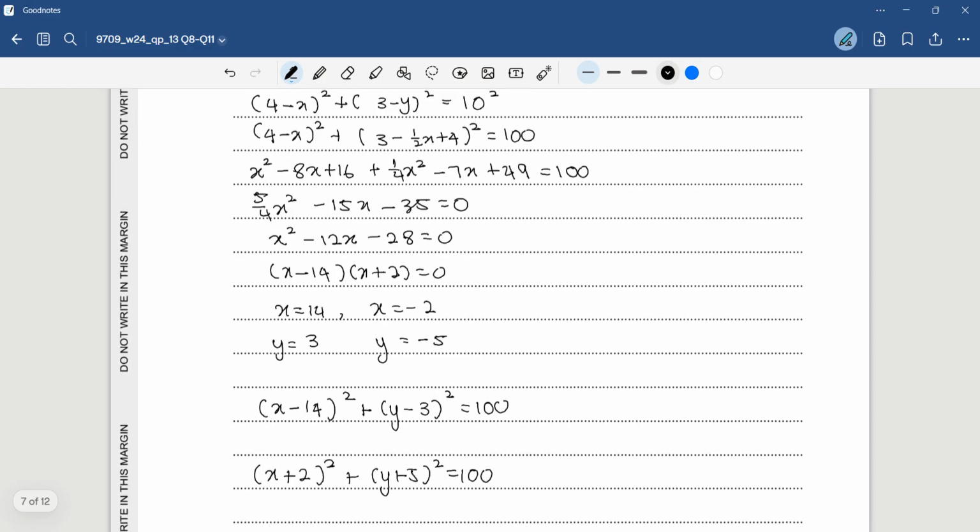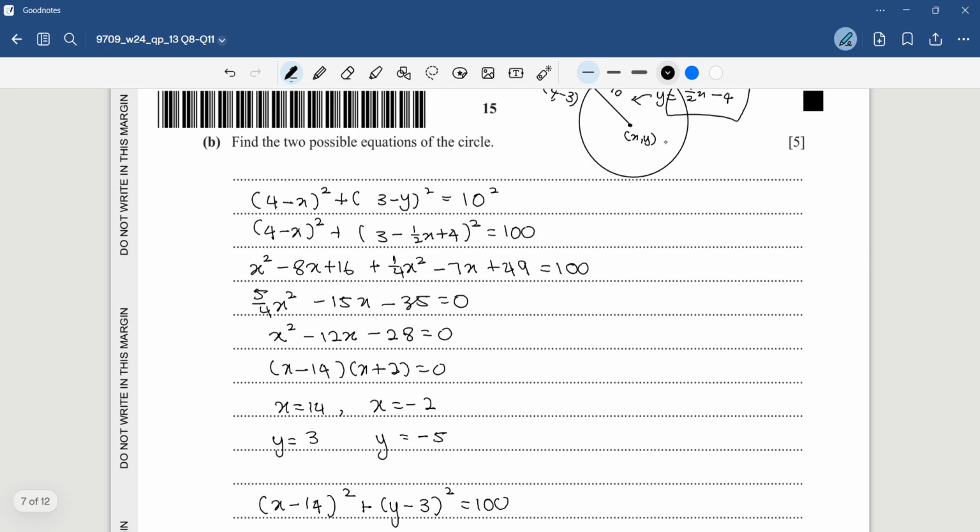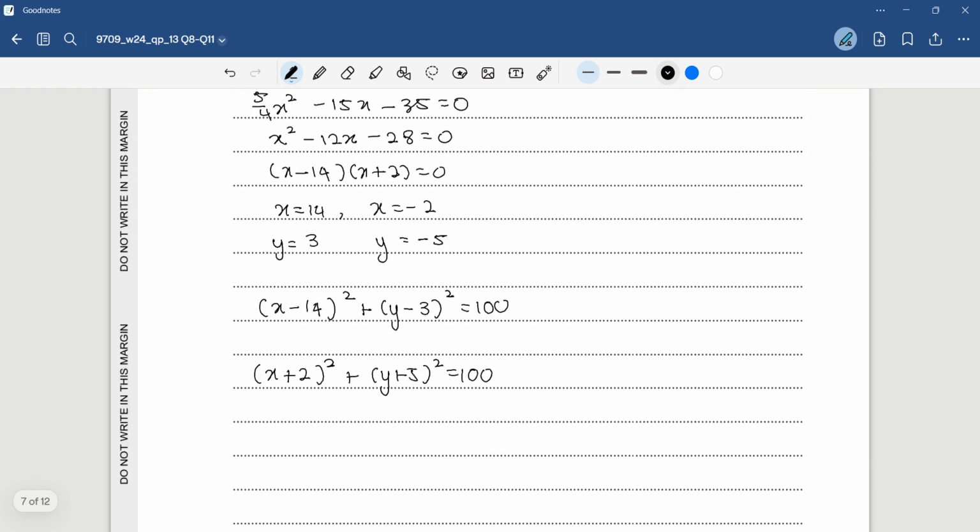Okay, because this will be your x and y respectively.